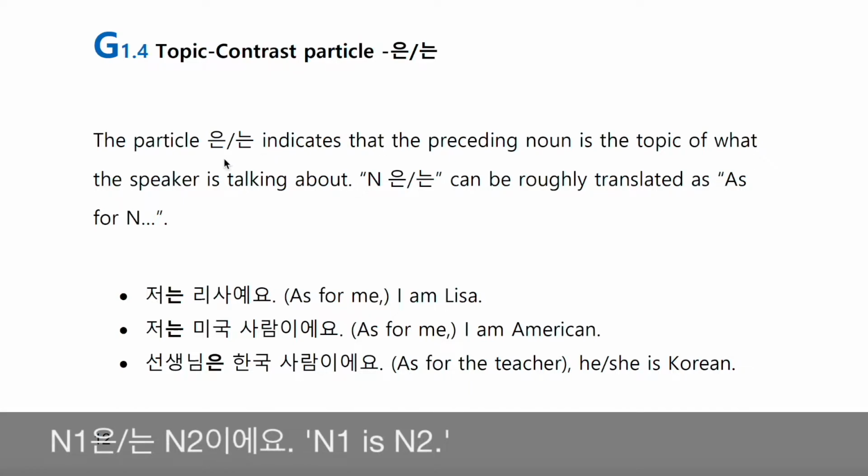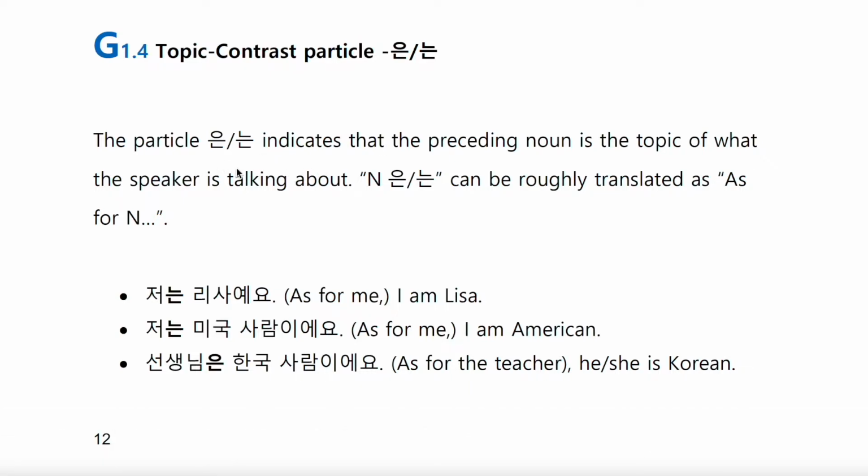예요. Do you remember that? N1 is N2. So when we were talking about the structure, I already mentioned 은 or 는. The rough translation of 은는 might be as for something, talking about something, regarding something, that kind of meaning.